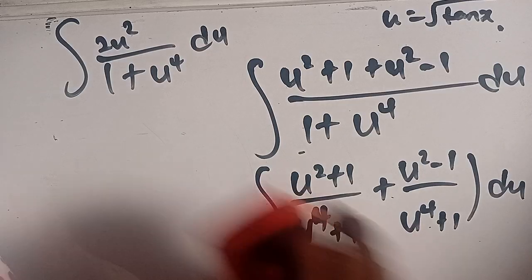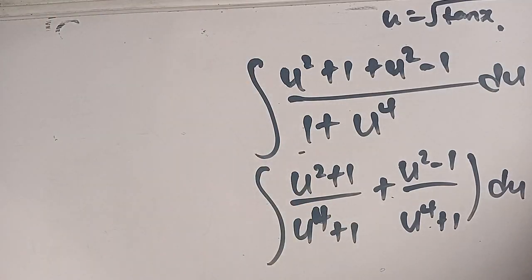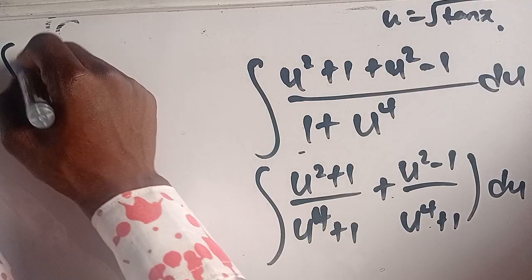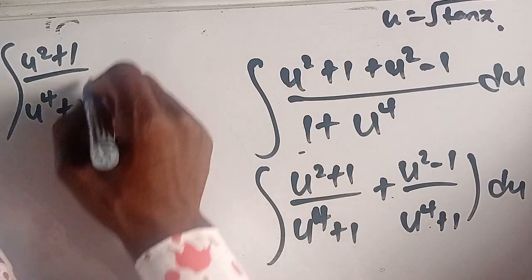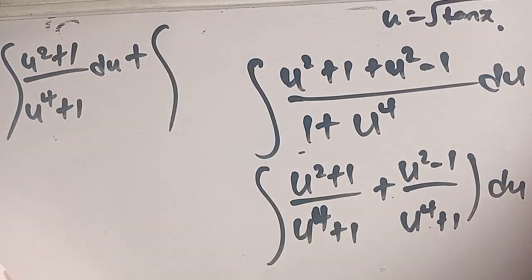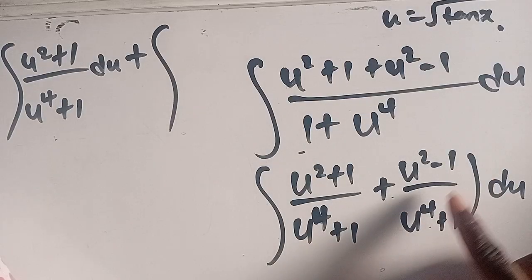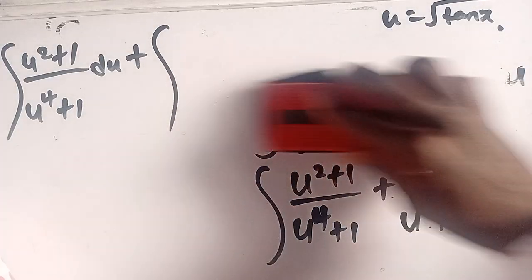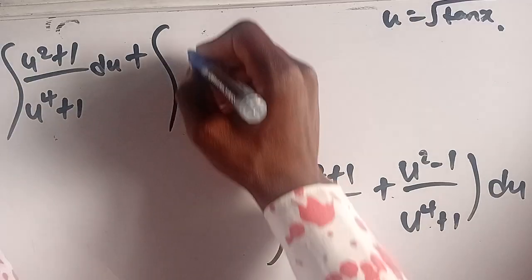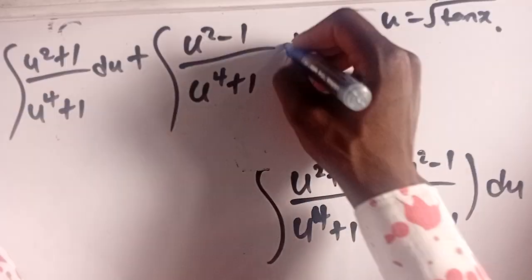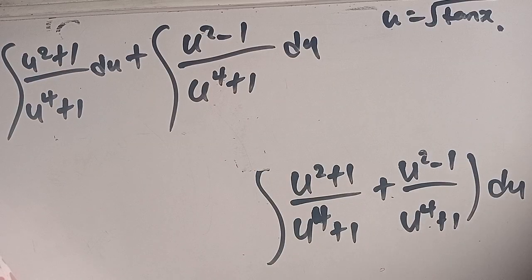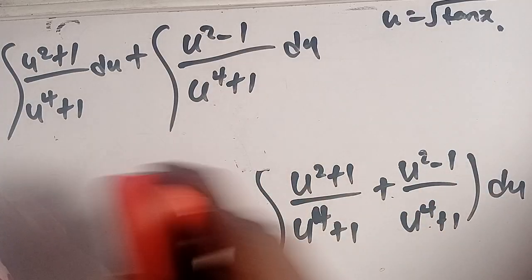So now I want to split the integral. Here I will now have the integral of u squared plus 1 over u to the 4 plus 1 du, plus the integral of u squared minus 1 over u to the 4 plus 1 du. Do we get that? So I've split this; this carries the du, and this also carries it.